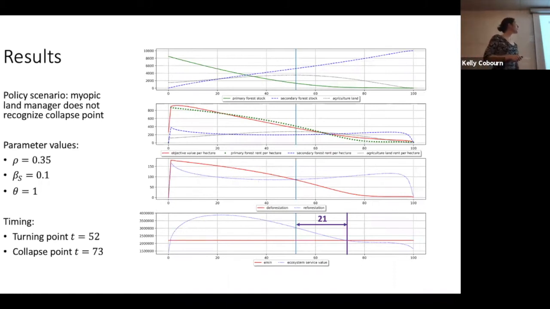The second set of results illustrates what happens when you have what we're calling a myopic land manager who does not recognize the collapse point. So they're behaving as though there is no collapse point, or they don't know where that collapse point might be. They still care about the ecosystem service benefits yielded by primary and secondary forests, but we see some differences in the results here. The forest turning point is in period 52, which is not much different than it was in the previous formulation. But we do see an advance in time in reaching the collapse point, which occurs in period 73 now instead of period 77. So this reduces the distance between the turning point and the collapse point.